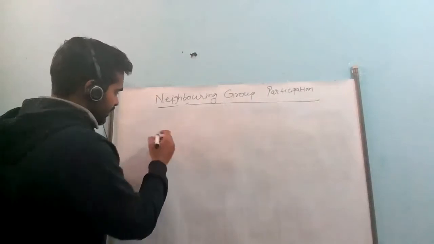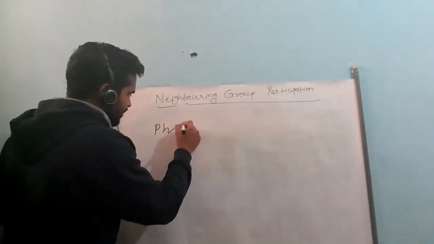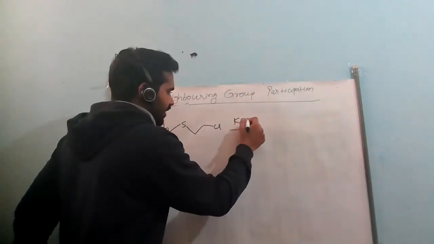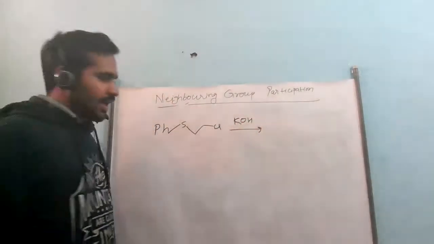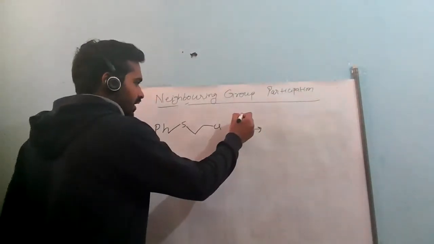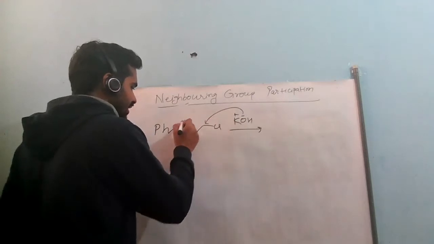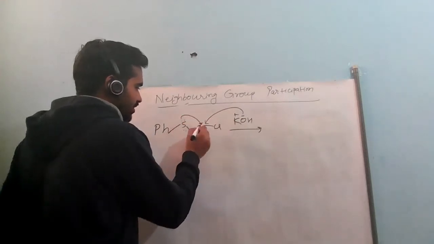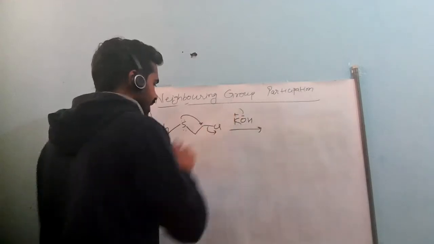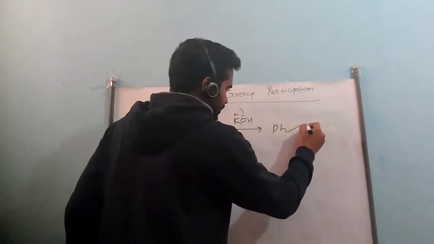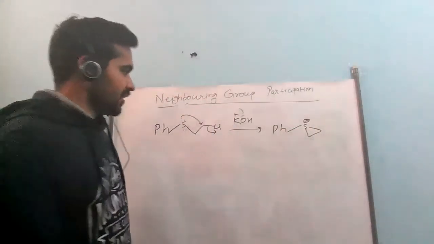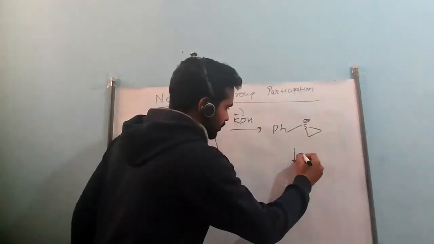For this, suppose we have an example PhS, this one, and suppose again if I add aqueous KOH here, and we know that it has minus charge, this is positive charge. So before attacking this minus charge here, sulfur has lone pair and this lone pair interacts here and this C-Cl bond will cleave out, right? And we will get a cyclic transition state like this. Clear?